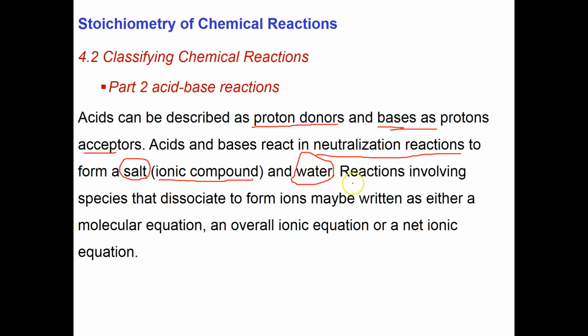We can write an acid-base reaction in 3 different ways. We can write a molecular equation, an overall ionic equation, where we dissociate any strong acids or strong bases. We dissociate any soluble ionic compounds, but we leave everything else intact. And when we cancel out the spectator ions from our overall ionic equation, we're left with what's referred to as the net ionic equation.